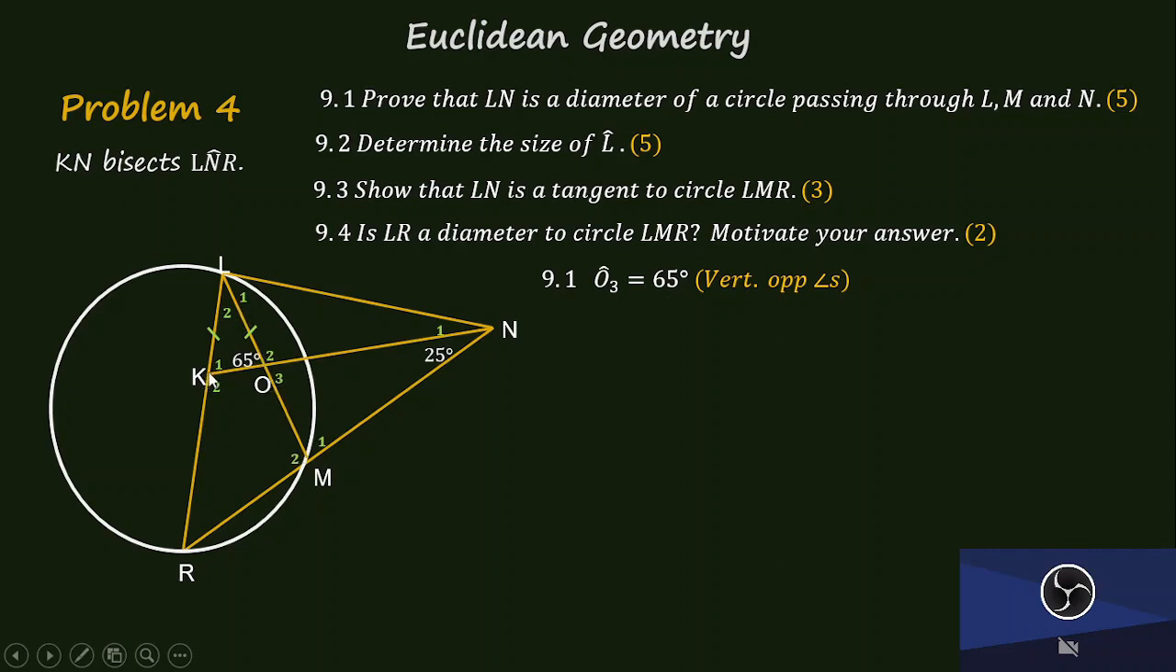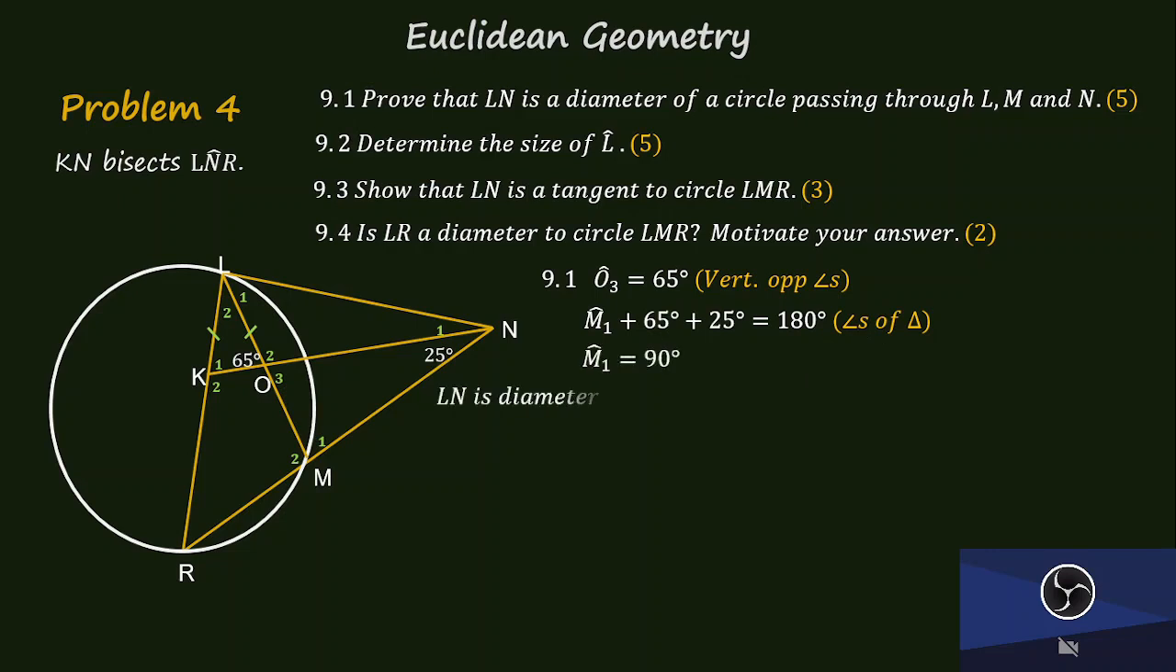So if you have two straight lines that cross each other, this angle will be equal to this, and this will be equal to this, and those are vertically opposite angles. And now once I have that, O3 is 65, so I can add these three. I know that the sum of angles of a triangle add up to 180 degrees. So if I add M1, O3, and 25 degrees, I should get 180 degrees. This is the sum of angles of a triangle that gives M1 to be 90 degrees. Now, I have shown that M1 equals 90 degrees. Therefore, LN is the diameter of the circle because that chord subtends an angle of 90 degrees. Therefore, it is a diameter.